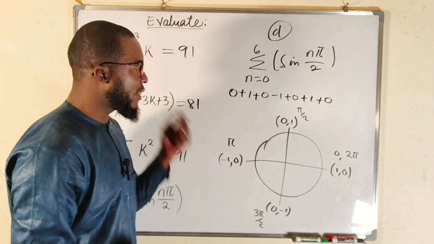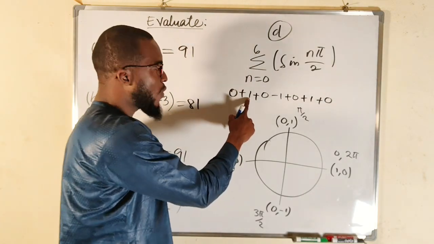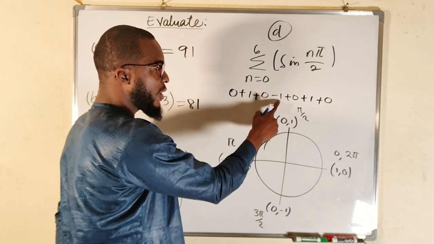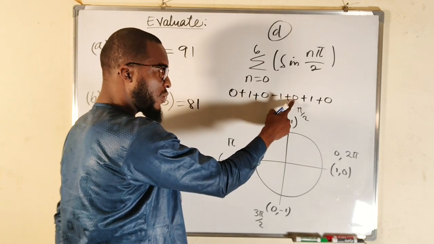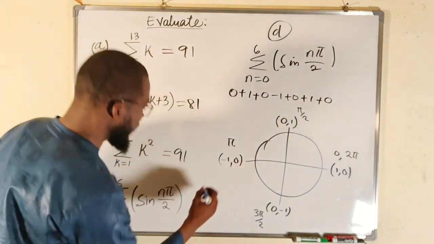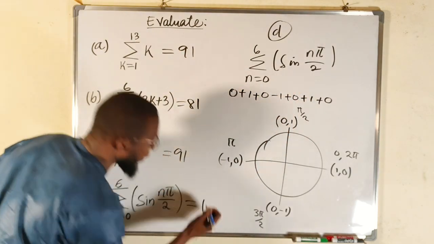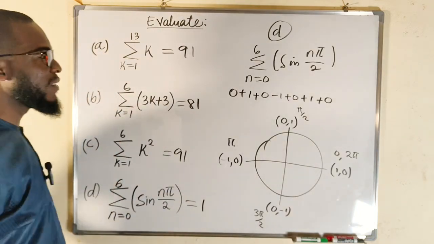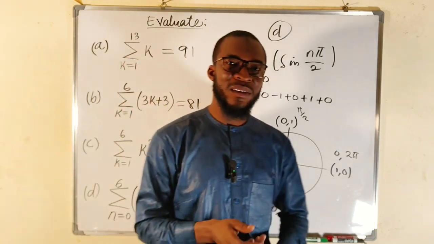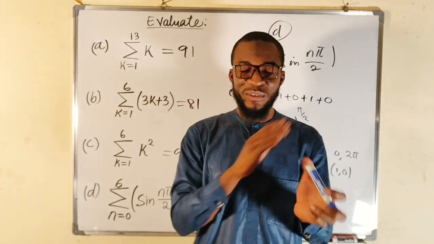So let's add all of them together. 0 plus 1 is 1. Plus 0 is still 1. Minus 1 is 0. Plus 0 is 0. Plus 1 is 1. Plus 0 is still 1. So this evaluates to 1. As simple as this. So subsequently, we are going to be using formulas in determining the summation of this series.